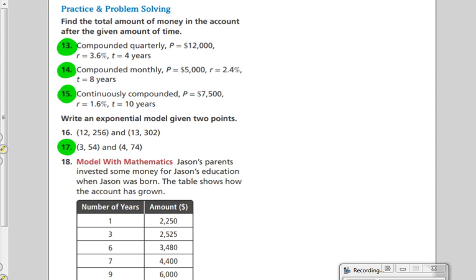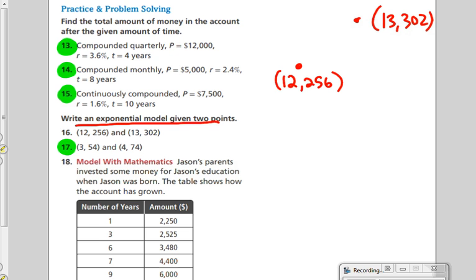Okay, 16 and 17 will be done in a similar way. They want an exponential model given 2 points. So there are these 2 points that exist. One is 12, 256, and the other one is 13, 302. Does everybody agree that these x's are consecutive? Meaning one is right after the other, yes?